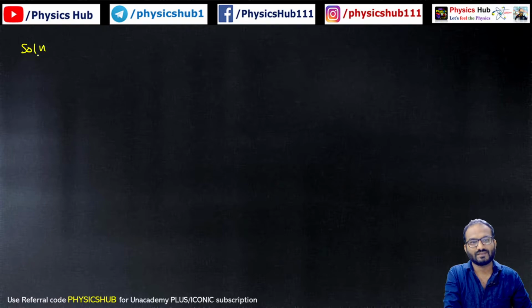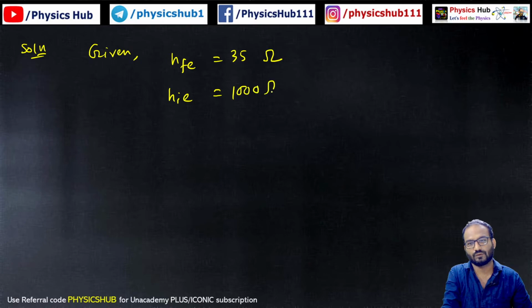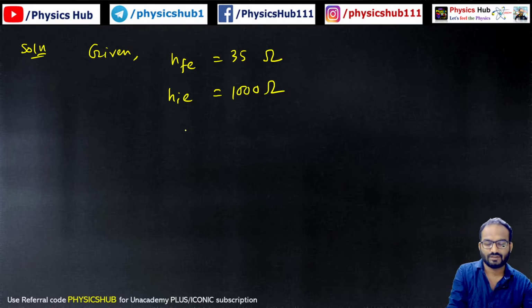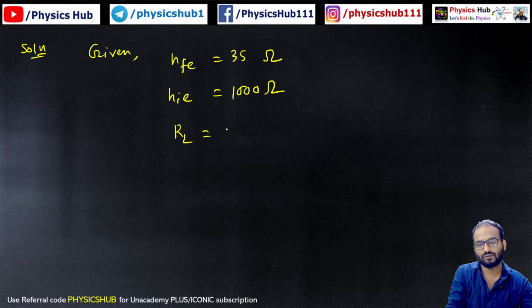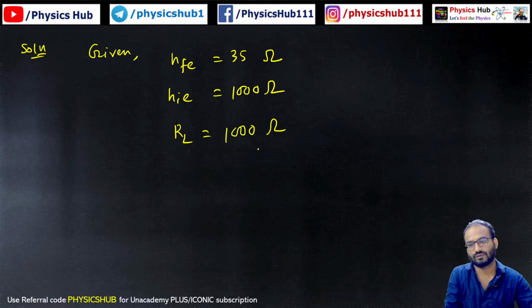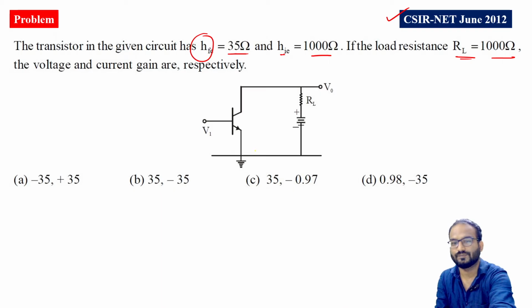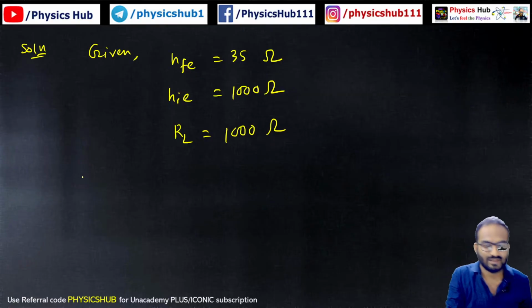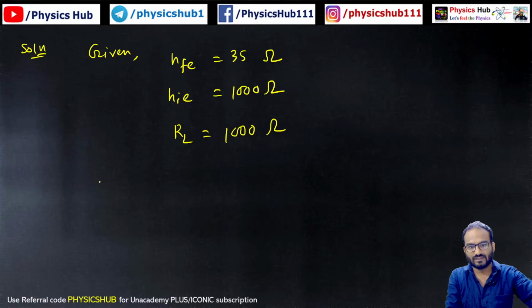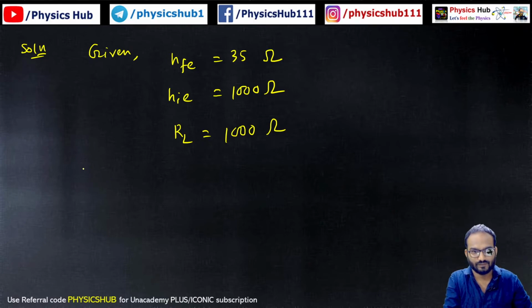So what is given, first, which we will write. Given hFE equals 35, hIE equals 1000 ohm. This is the input resistance, you can say, and moreover RL also equals 1000 ohm, fortunately. So you have to find out the voltage and current gain. Voltage gain depends on the current gain in the formula, so first of all we will calculate current gain.